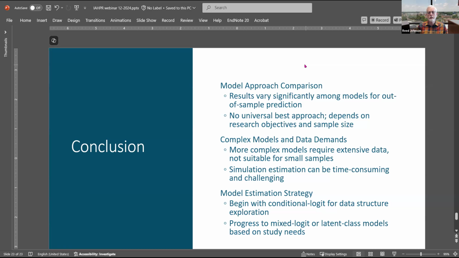So that's a good reason to do conditional logit or multinomial logit first, so that you don't do specification exploration in mixed logit. So begin with conditional logit and then progress to mixed logit or latent class models, depending on what your data can support, the amount of time you have, and what kinds of questions you want to answer.